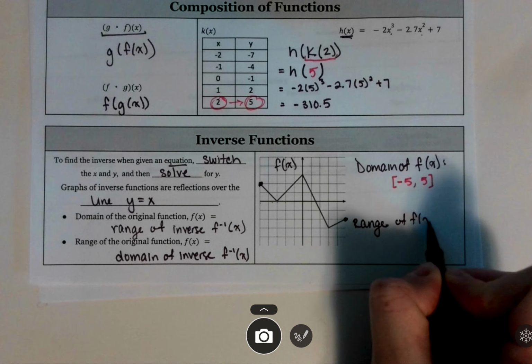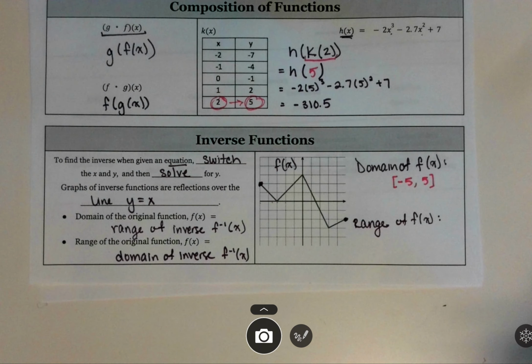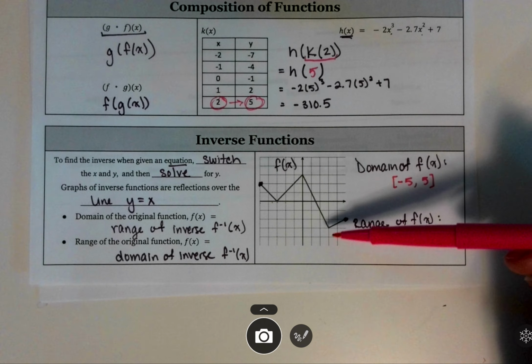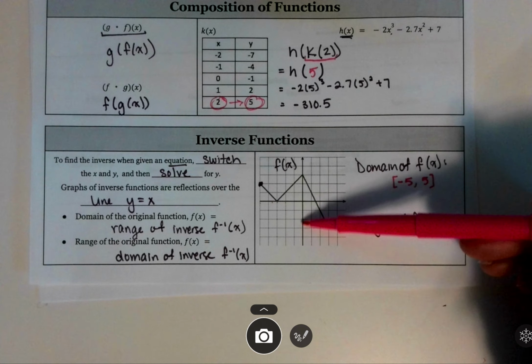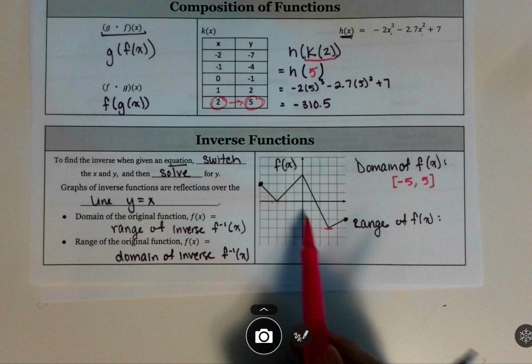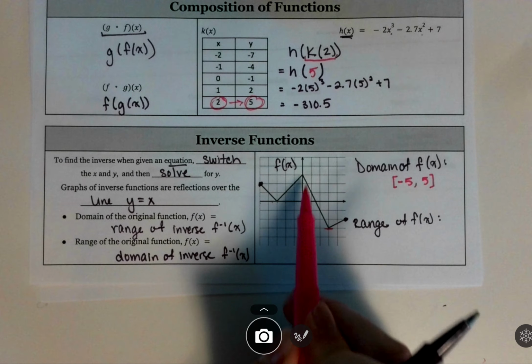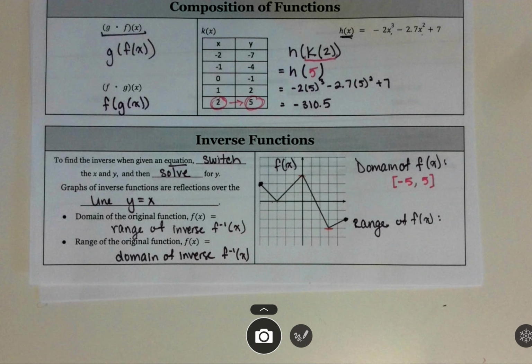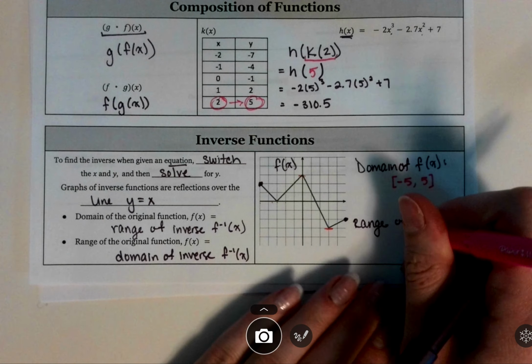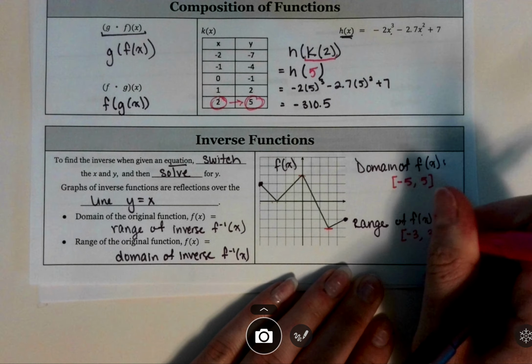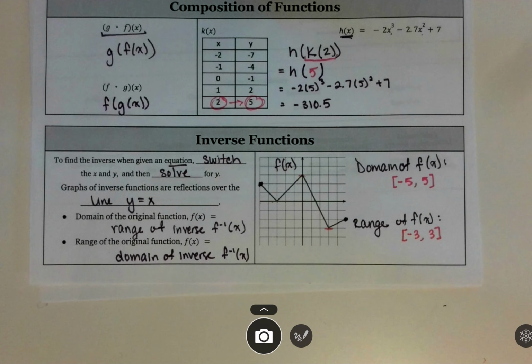And then my range of this function f of x is the bottom to the top. So how far down it goes to how far up it goes. And the very lowest point is right here at -3, and the very highest point is at +3. So my range would be -3 to +3.